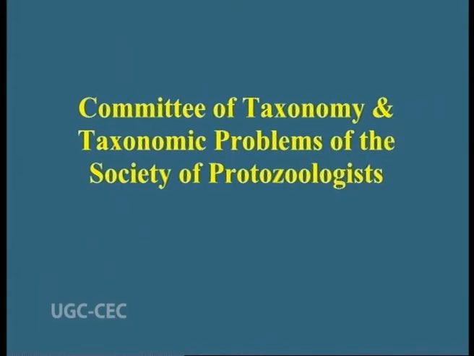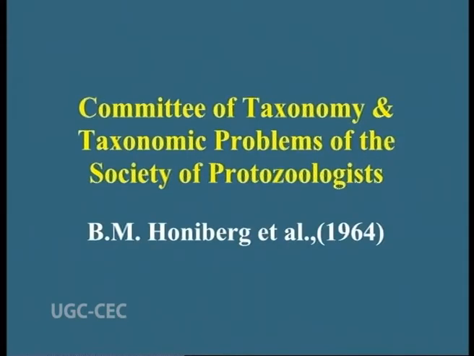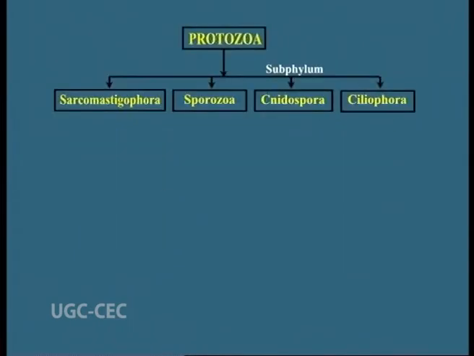Let us see the classification of protozoa in detail. Phylum Protozoa is a large and diverse group and poses a lot of problems in its classification. The classification followed here is given by the Committee on Taxonomy and Taxonomic Problems of the Society of Protozoologists and mainly proposed by scientist B.M. Honigberg et al. in 1964. According to Honigberg et al., protozoa have been classified into 4 subphyla. They are Sarcomastigophora, Sporozoa, Cnidospora and Ciliophora. Only important orders have been discussed here.